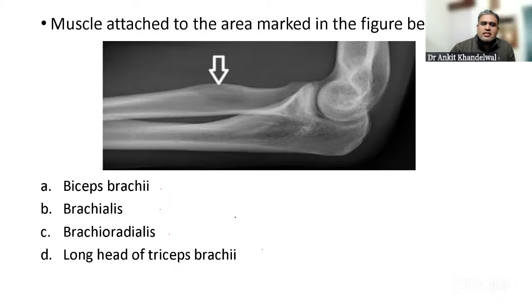So I'll give you some examples. These are some of the examples of how the questions are framed and how the important topics are over here. So look at the X-ray, look at the bones, and try to figure out. I'm not discussing the answers right now. Just the first example over here.